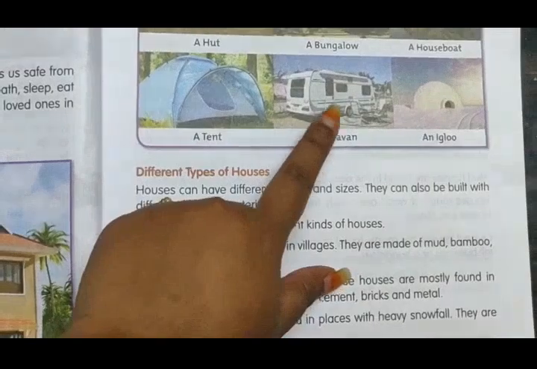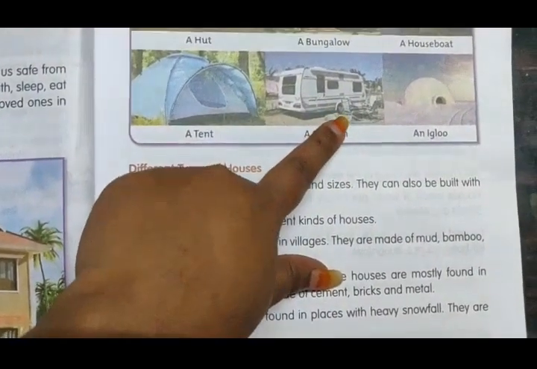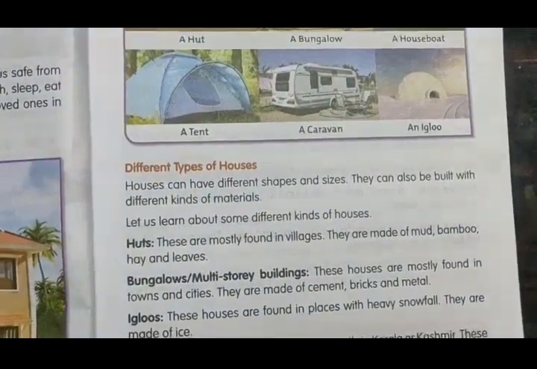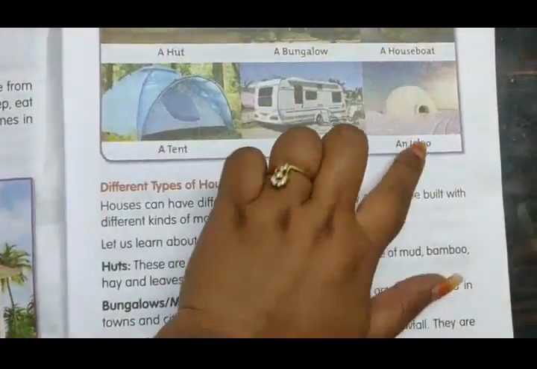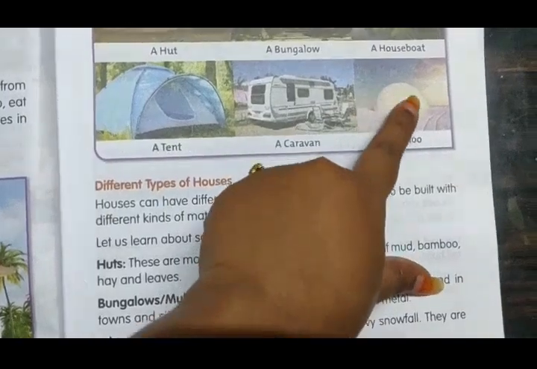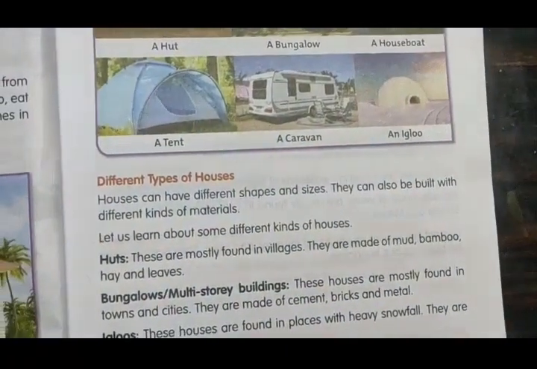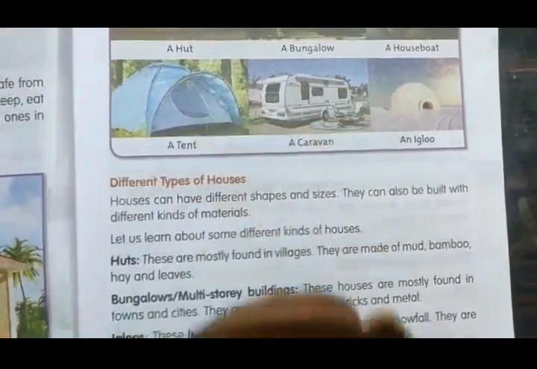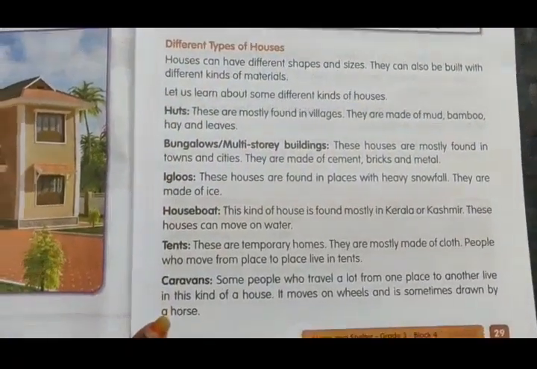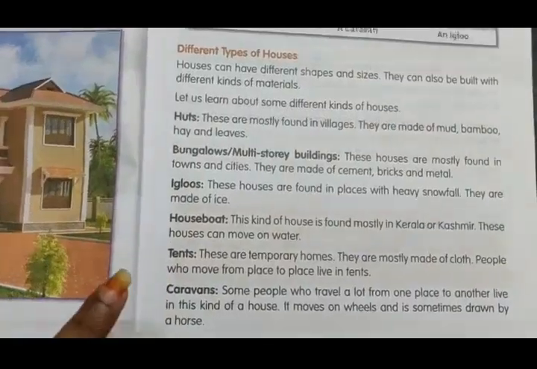They live in this kind of house. It moves on wheels, and sometimes it's drawn by a horse also. And the last one is igloo. Igloo is made up of ice, children, where there is heavy snowfall. So they are made up of ice. Yes, children, these are the different types of houses.